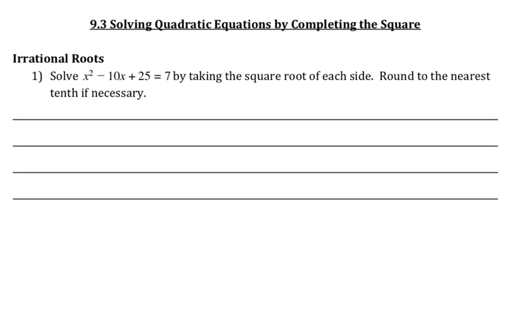The name of this section is Solving Quadratic Equations by Completing the Square. So we've already done this by graphing a bunch of different ways, but now we're going to find out this new thing called completing the square. And when you have rational roots, we have an example problem here where it says solve x squared minus 10x plus 25 equals 7 by taking the square root of each side, round to the nearest tenth if necessary.